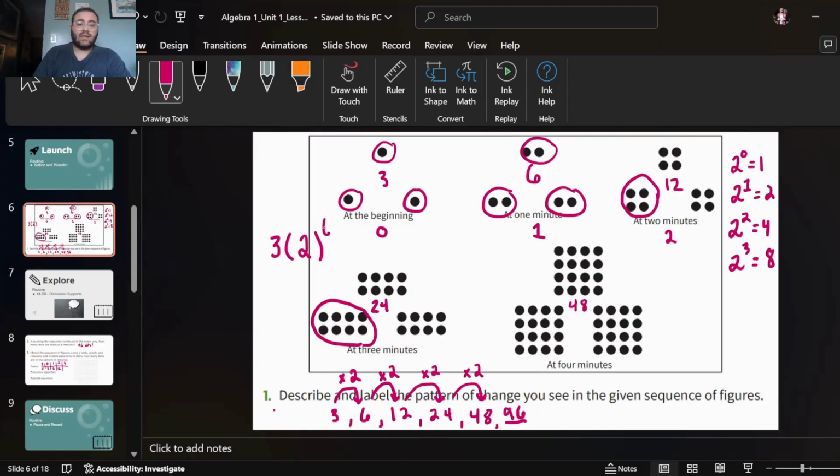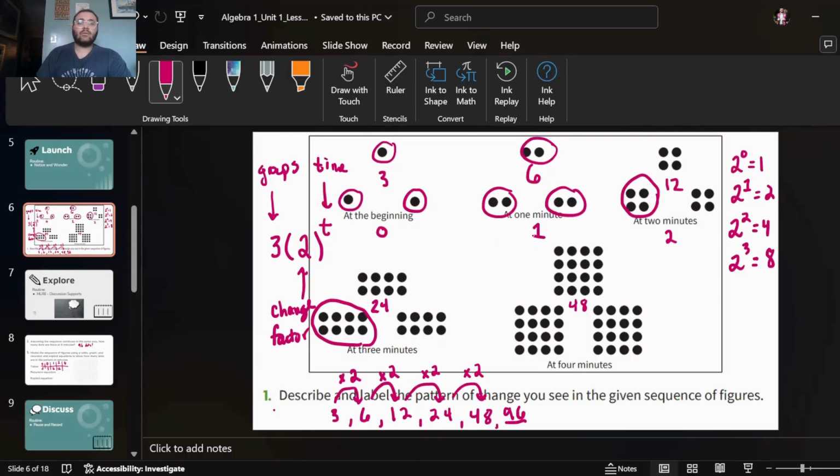And we need to raise that to the time, right? 2 being raised to the time that you're on with our 3 groups. So this is our number of groups. This is our change factor. And this is our time.